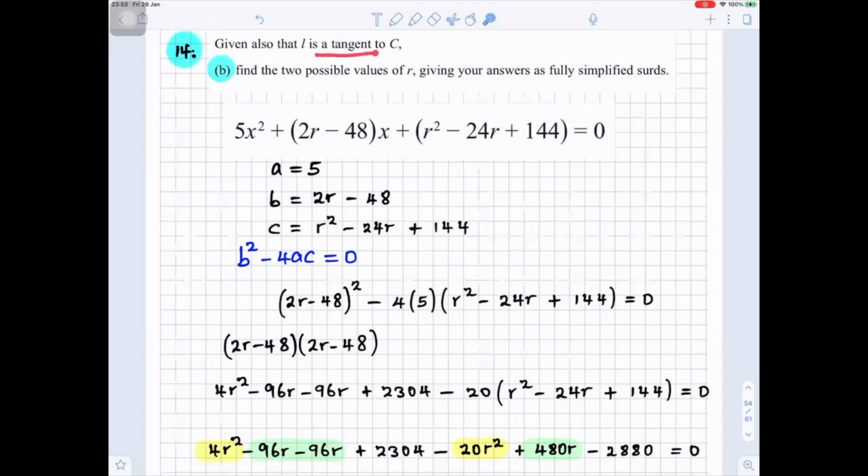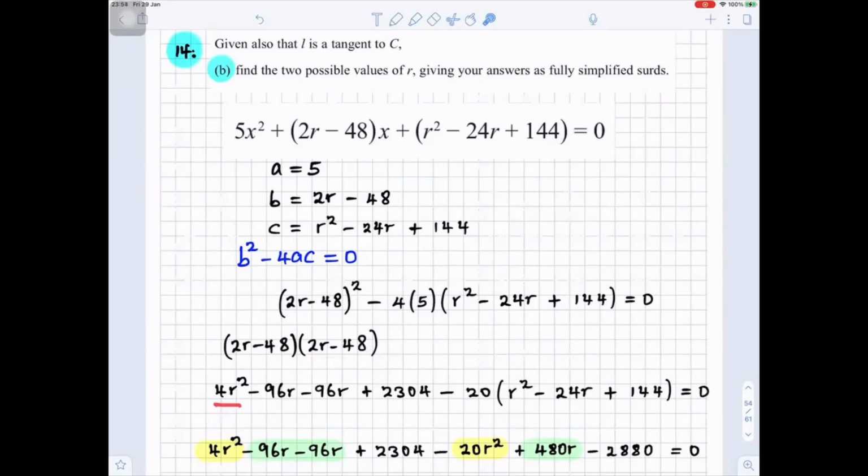And because it says a tangent, that means b squared minus 4ac should be equal to 0, because a tangent touches at one point. So b squared minus 4ac equals 0. So we want b squared, which is 2r minus 48 all squared, minus 4 times a, which is 5, times c, which is r squared minus 24r plus 144. So we want to multiply 2r minus 48 times 2r minus 48.